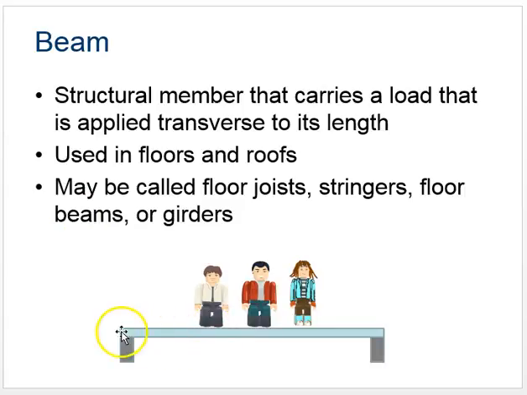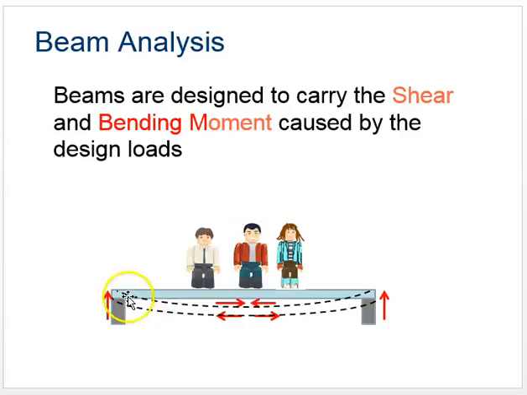Well, we've already talked about this. Beams are the horizontal structural component used in floors and roofs, and they sometimes are called beams or girders or joists or stringers, a bunch of different names. And we're talking about when I put a load in the middle of a beam, the ends are supported, and so it ends up bending the beam down. Along the top of the beam we have compression, and along the bottom of the beam we have tension. And this creates shear and bending moments inside the beam. That's what we're going to calculate.